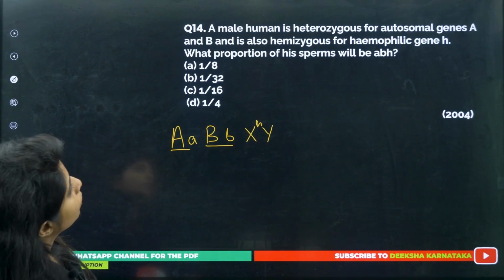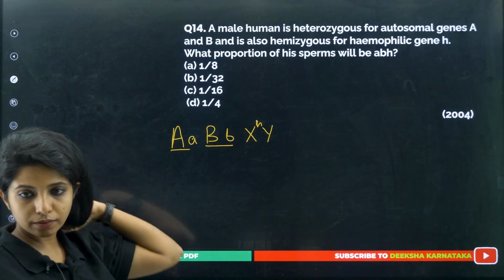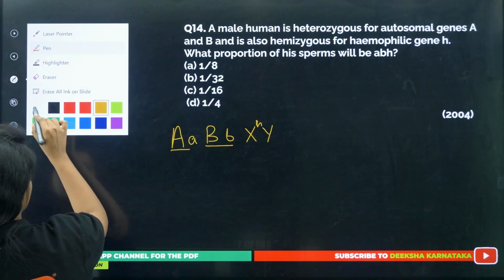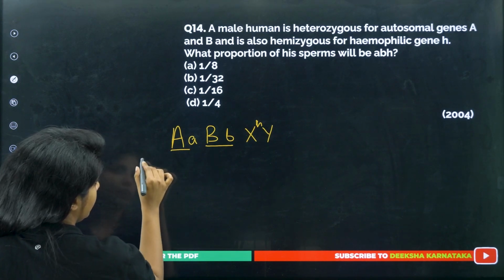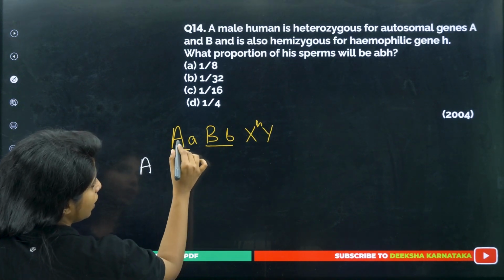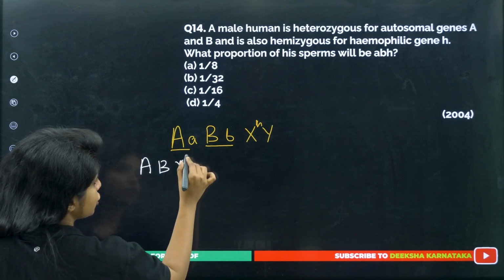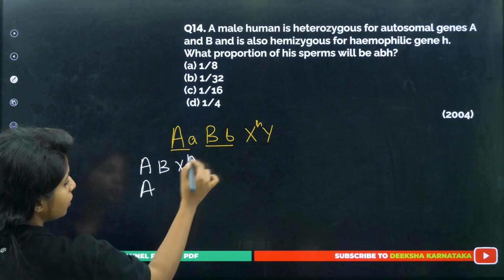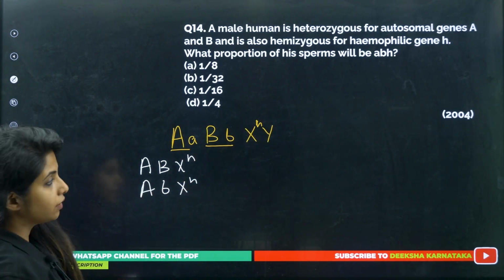Now, what proportion of his sperms will be ABH? So, let's make the gametes. Over here, it can be A pairing with B. From here A can come, from here B can come, from here, let's say XH can come. Next, from here A can come, from here small b can come, from here again XH can come. These are two possibilities.